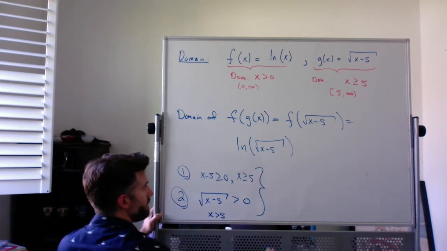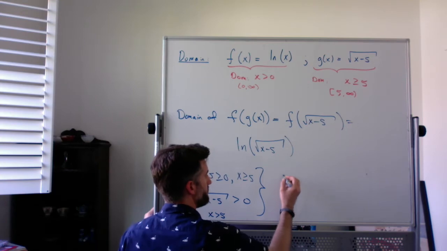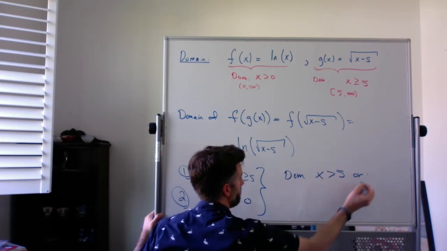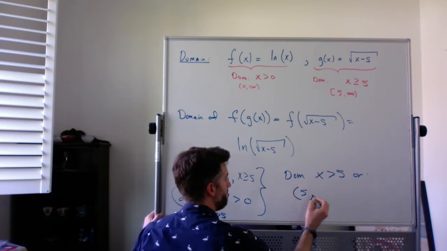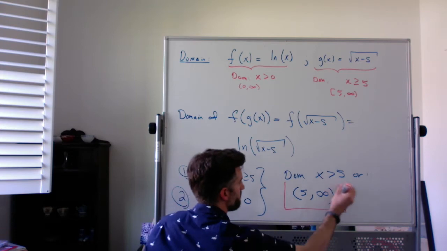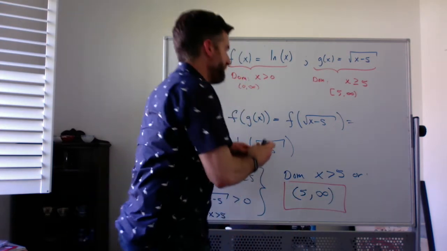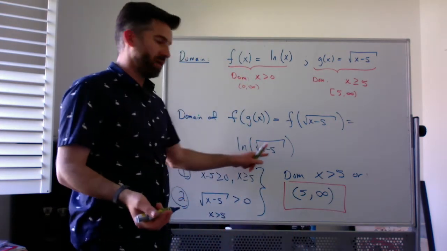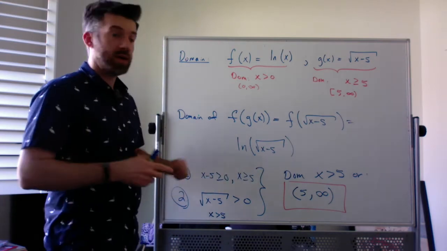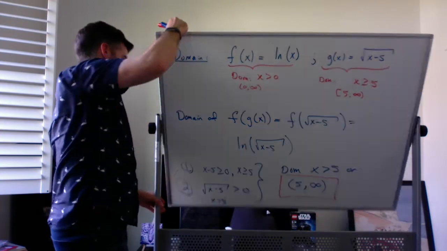Combining these together gives us that our domain is x greater than 5, or if you prefer, 5 to infinity. X can't be 5 because then we'd be taking the natural log of 0, which isn't allowed. Alright, let's go the other direction. Meaning, let's do g of f of x.